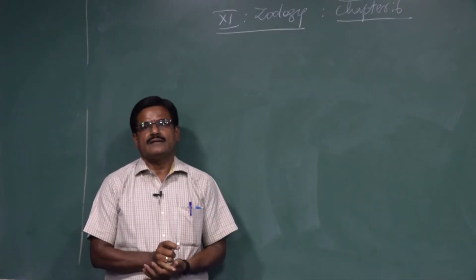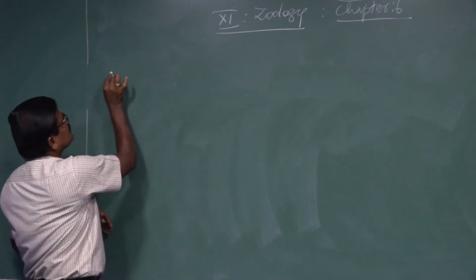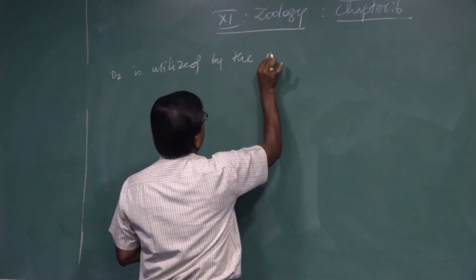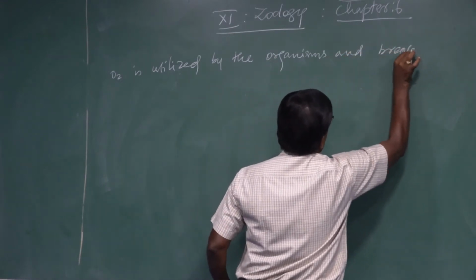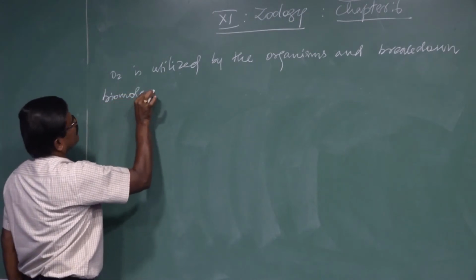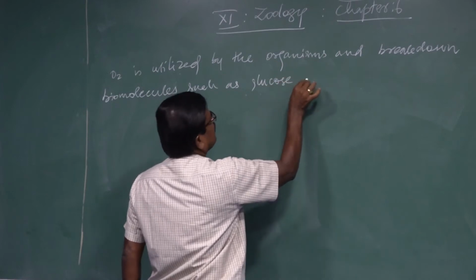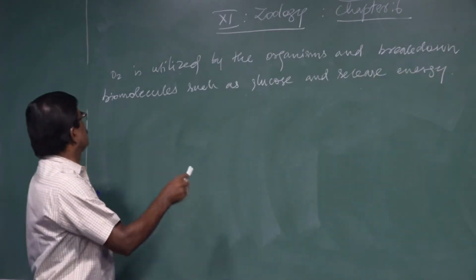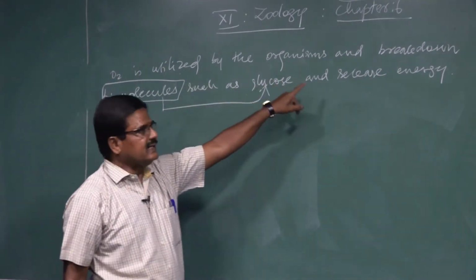Next, oxygen is utilized by the organisms to break down biomolecules such as glucose and release energy. An example of a biomolecule is glucose, and oxygen acts upon the glucose and releases energy.